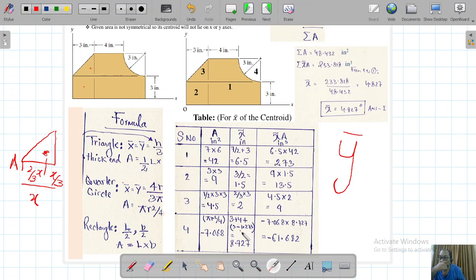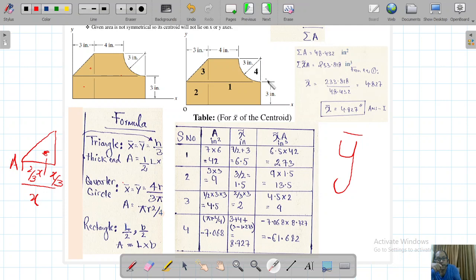And for calculating the centroid of this quarter circle, again remember the very important point: from the origin we have to move along x. If we move from the origin, it will be 3. So from here we can move 3 inches plus 4 inches, 7, and then 3 more is 10 inches. But what is the centroid of the quarter circle? 4r upon 3 pi. The radius is 3 inch, so 4 times 3 upon 3 pi will give us a value of 1.273.